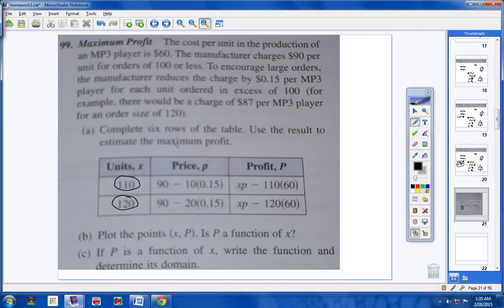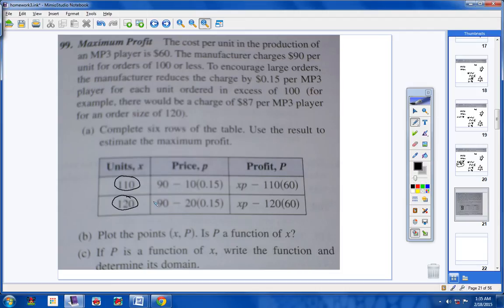What's happening is this. The manufacturer charges $90 per unit for orders of 100 or less, but to encourage larger orders, he reduces the charge by 15 cents per MP3 player for each unit ordered in excess of 100. So he's trying to get people to order more than 100 at a time. Okay? Alright, so here we go.